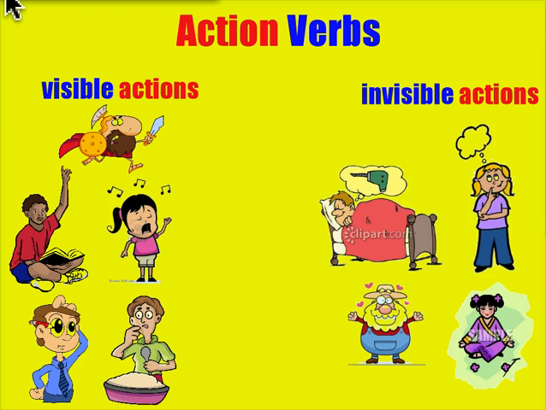Here we have two kinds of actions. We have visible actions and invisible actions. Visible actions are actions you can actually see the subject do. So the gladiator runs. The boy raises his hand. This girl sings. The man scratches his head. The woman cooks. Invisible actions are actions that the subject still does, but we can't see it happen. So the boy dreams. The girl thinks. The farmer loves. The girl meditates.